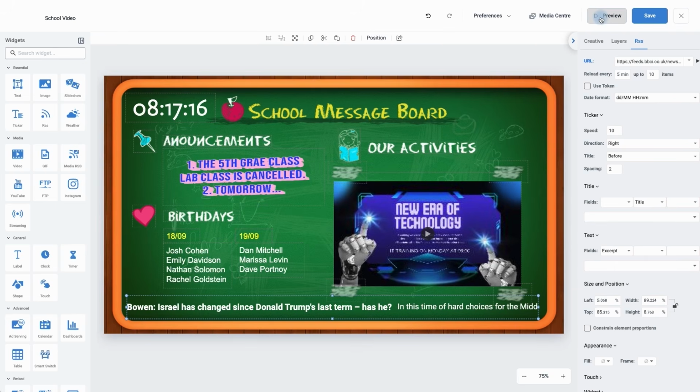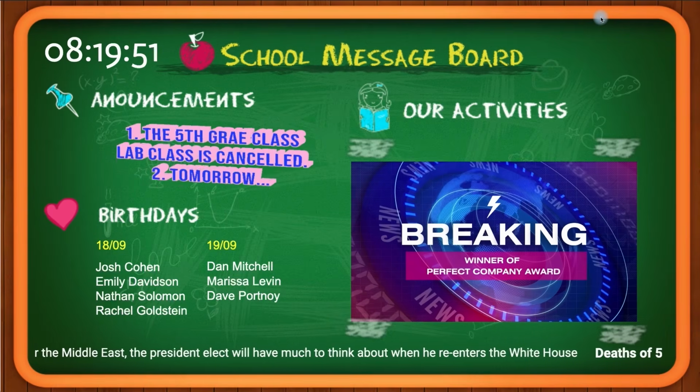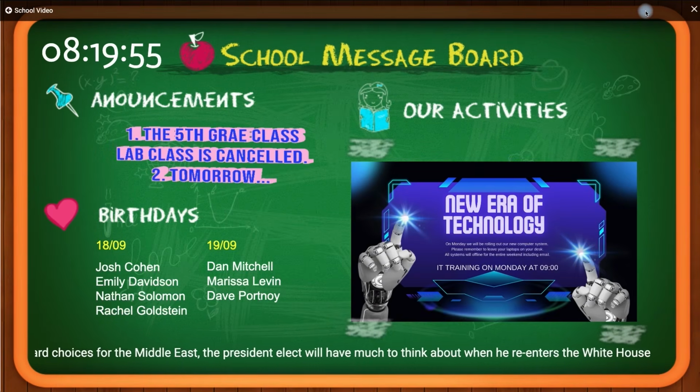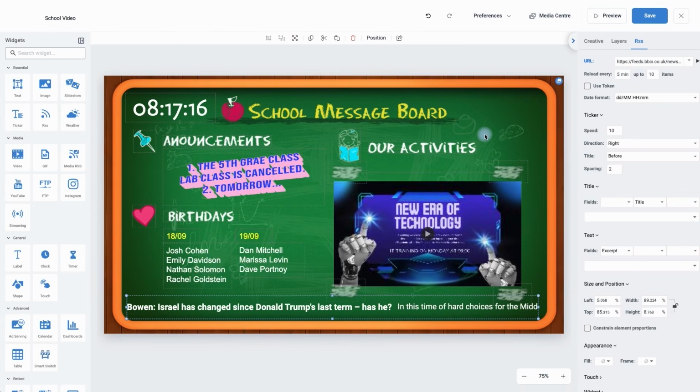To see what it would look like, I can simply click on the preview button, and it will then show me what it would look like if I publish it to the screen. To come out of preview, just move your cursor up to the top and then click on the X, and it would take you back to your canvas.